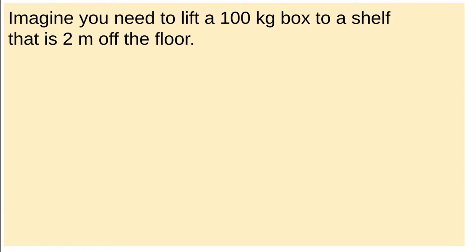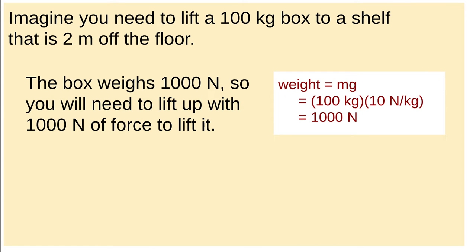Imagine that you need to lift a box to a very high shelf 2 meters off the floor. If we think about what work is needed to do this, what our goal is, we are trying to lift something that weighs 1,000 newtons. Okay, so how did I get 1,000 newtons? Going back to our old weight formula as m times little g, I would take that 100 kilogram mass times 10 newtons per kilogram and see that the weight pulling down is 1,000 newtons. So if I needed to lift that up, I would have to exert 1,000 newtons upwards as a minimum.